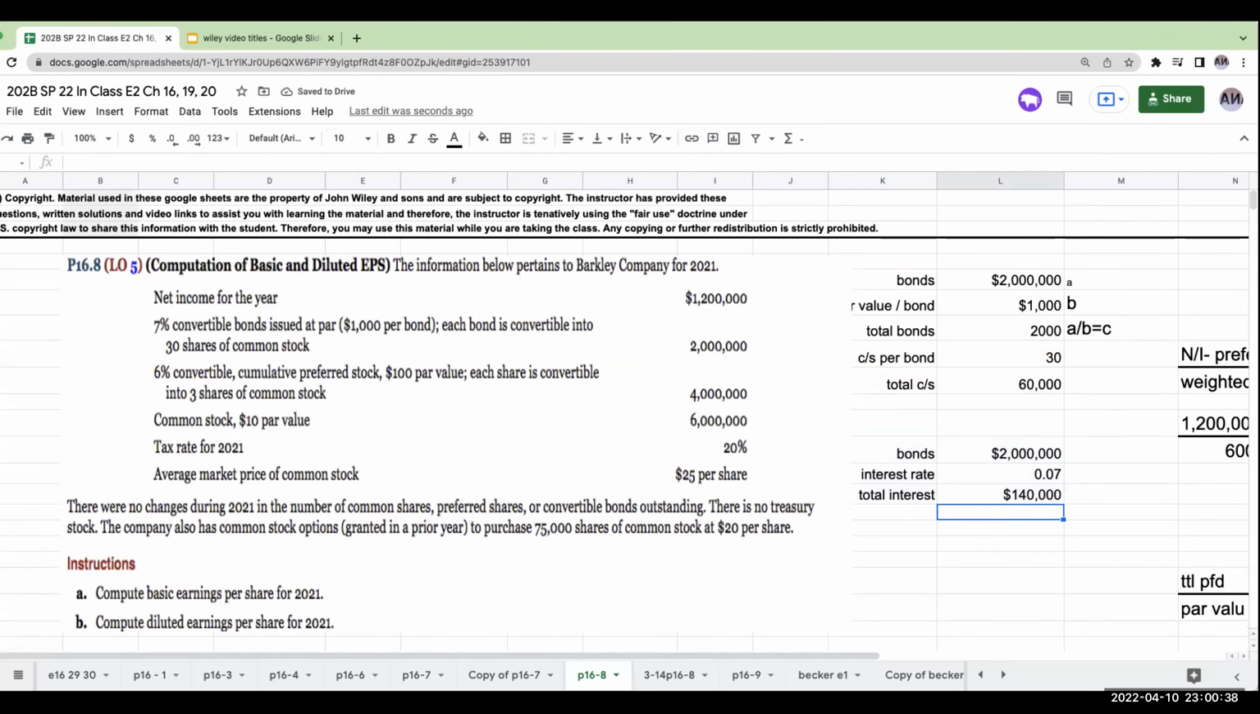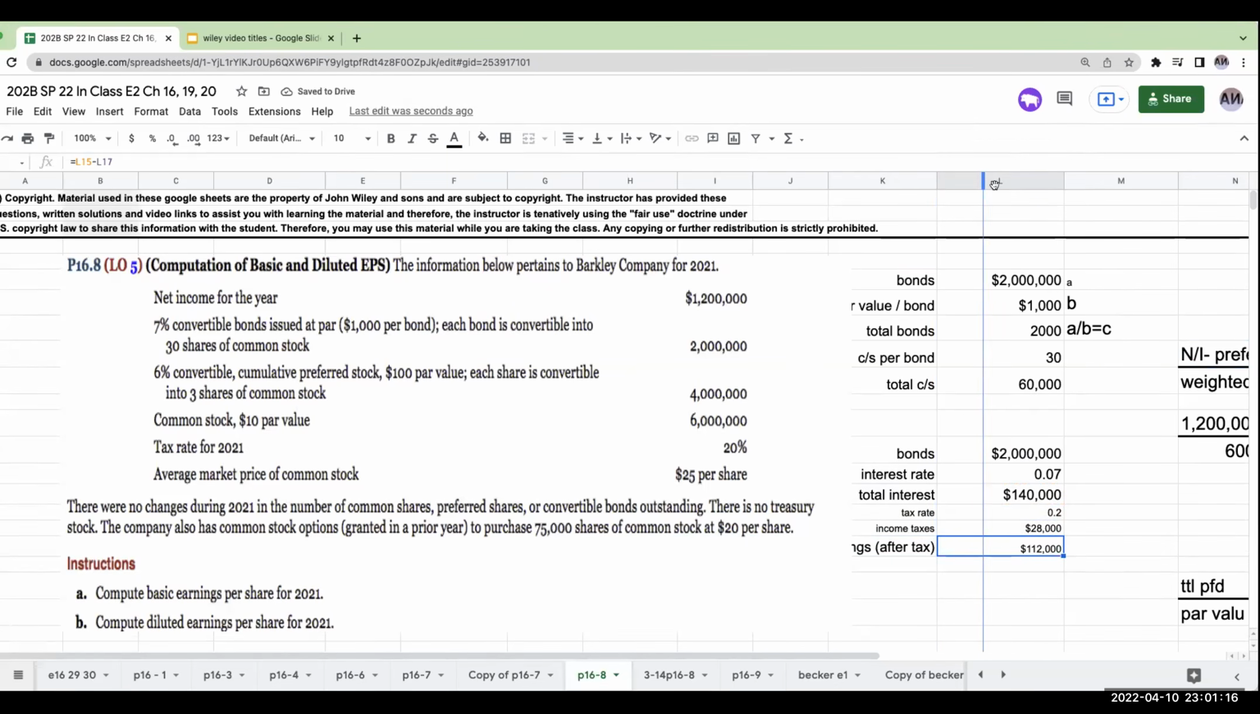this interest is pre-tax. When you're looking at net income, this is net income after tax. So I'm going to have to say, well, my tax rate is at 20%. I multiply this through, and basically my income taxes are going to be 28,000. And so my total interest savings after tax is going to be 140,000 minus 28, or 112,000.